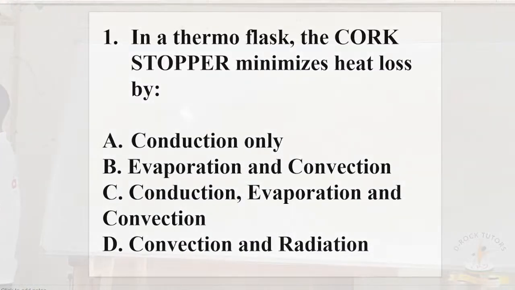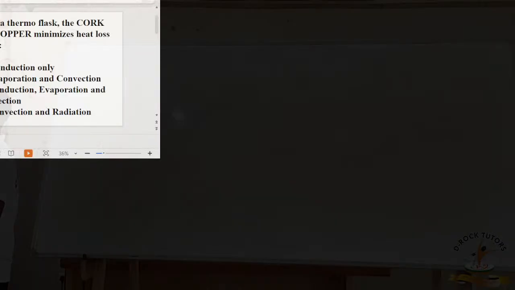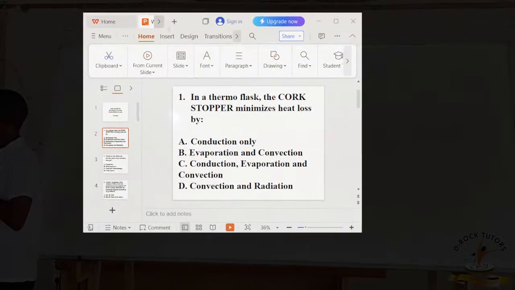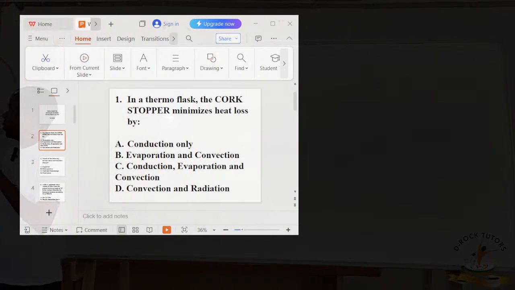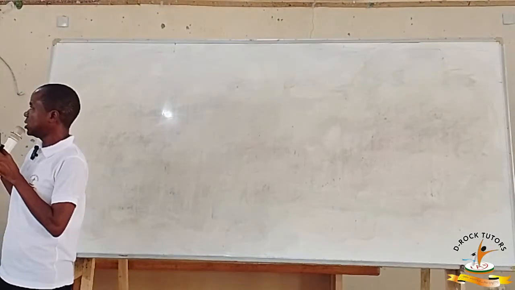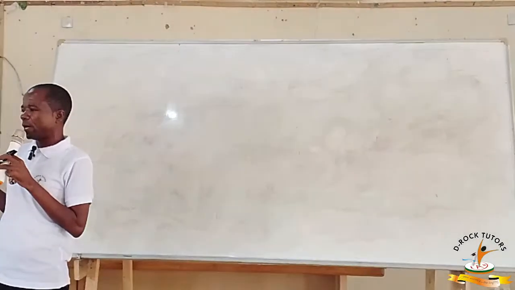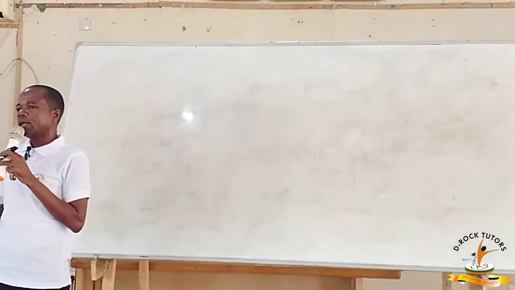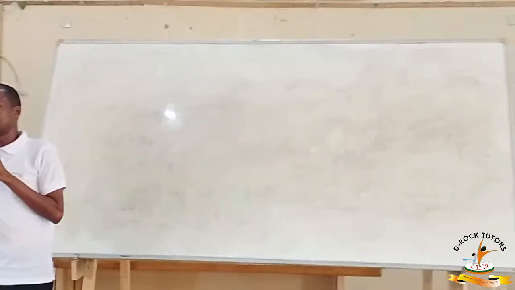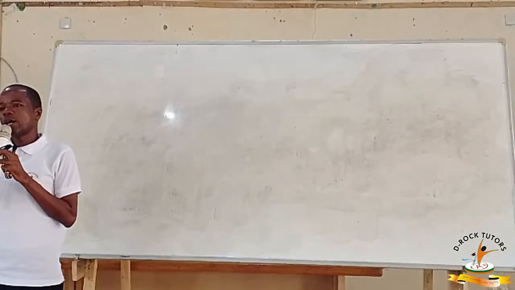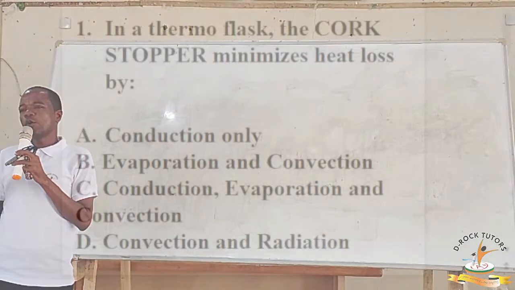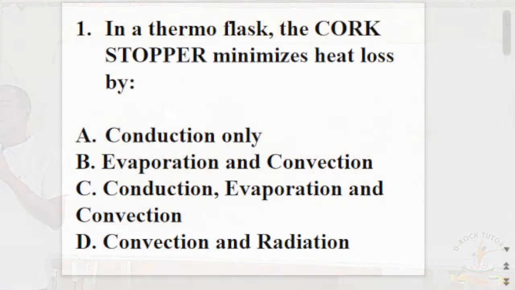Now, two of these processes through which heat is lost require a material medium, and the two of them are conduction and convection. Conduction usually takes place in solids. Convection usually takes place in fluids. Fluids comprise gases and liquids. So both conduction and convection require a material medium, whereas the third one, which is radiation, does not require any material medium.